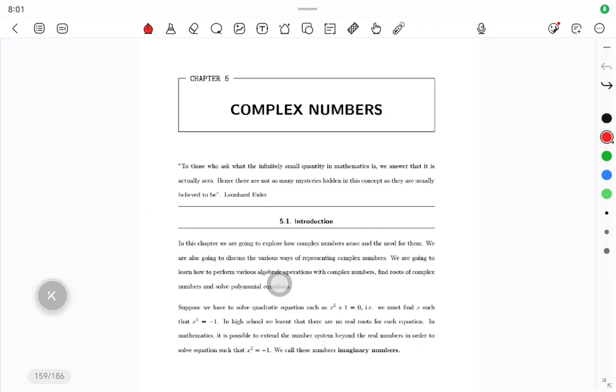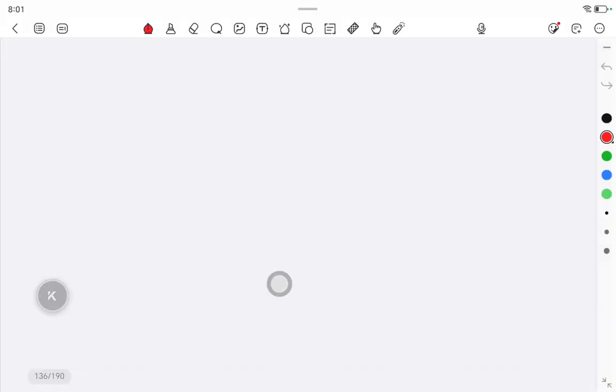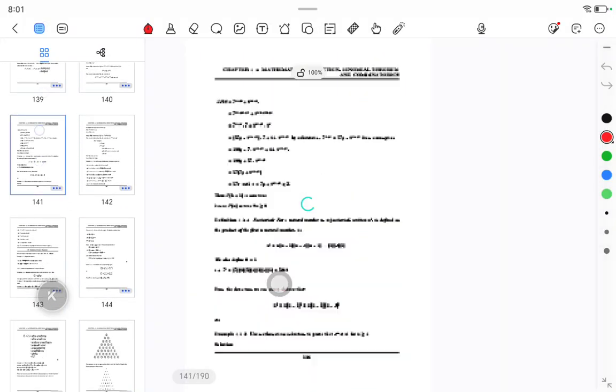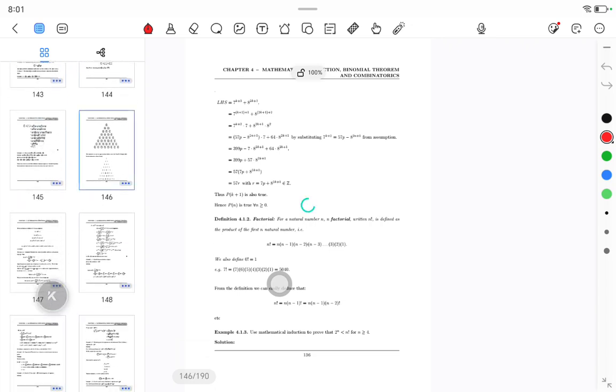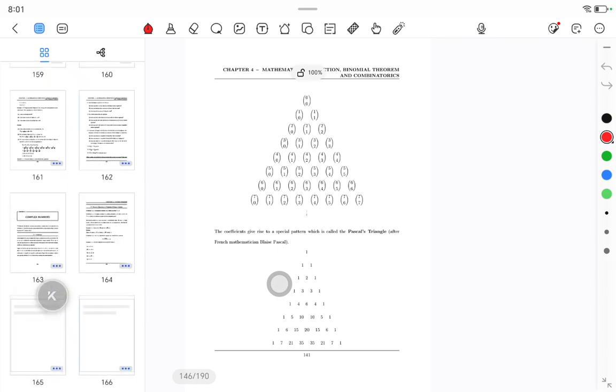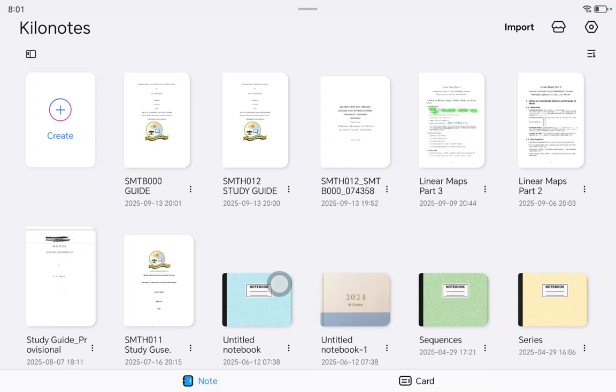We're going to be looking at this chapter, which is complex numbers. I think we'll currently be using the guide for SMTH 012, which is the same guide for SMTB 000. Let me see which chapter this is on SMTB. Yeah, I think they're all chapter 5, both of them.